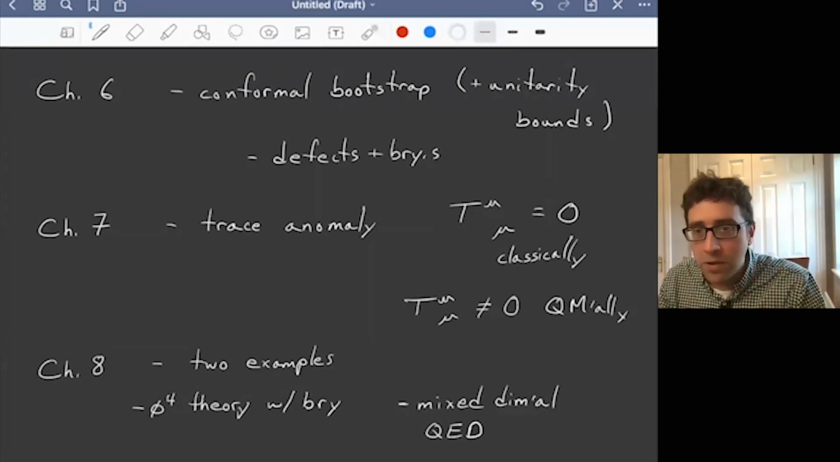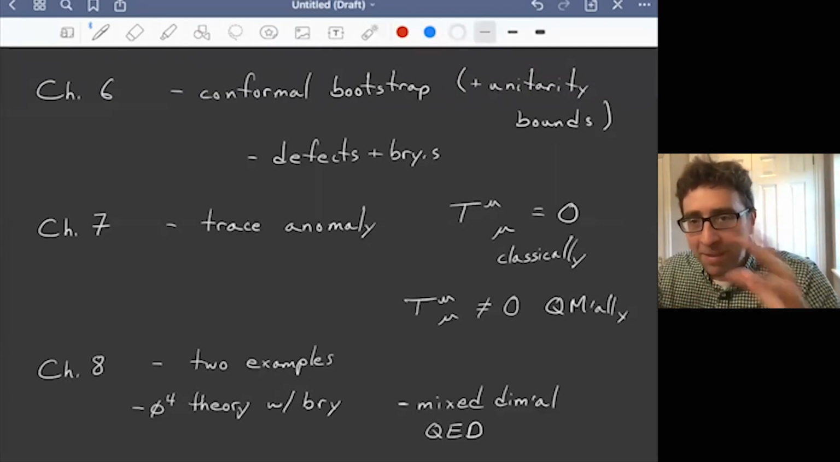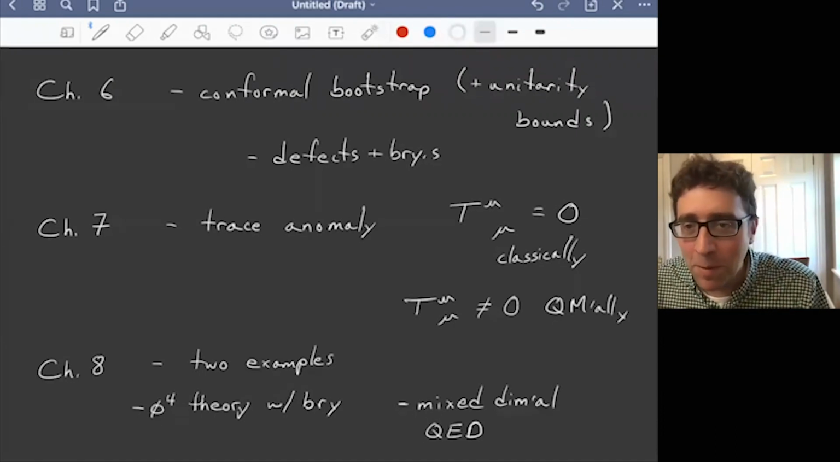So I view these last two chapters, and I hope we'll have lots of time for them since I have so much time, at least it feels that way at this point, to discuss them next week when I'm there in person.